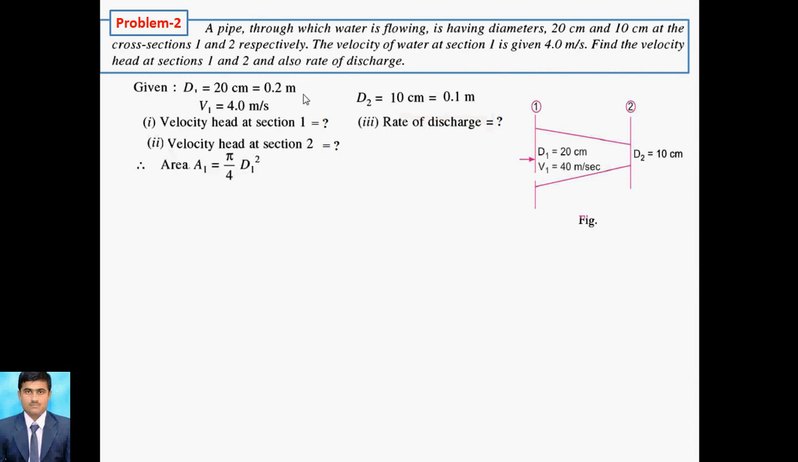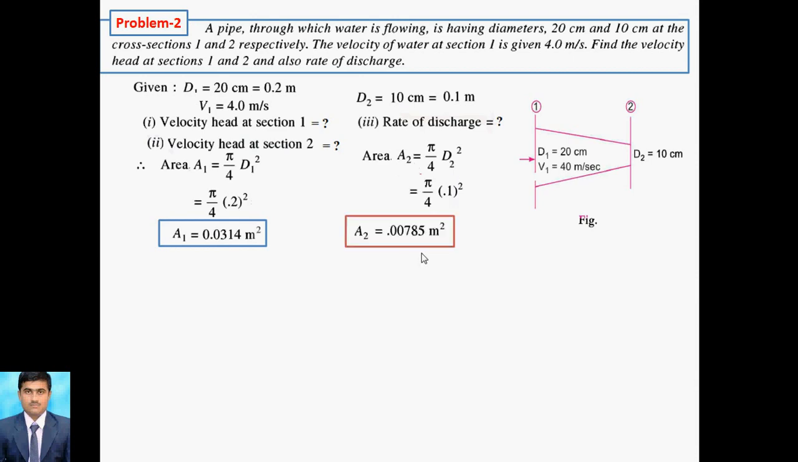First of all, from the diameter we can calculate the area, that is pi by 4 D1 square. Pi by 4 into diameter 0.2 in brackets square, that is area A1. Now for area A2, that is pi by 4 D2 square, pi by 4 into 0.1 in brackets square. And that equation gives A2 is equal to 0.00785 meter square. So this is A1, A2.